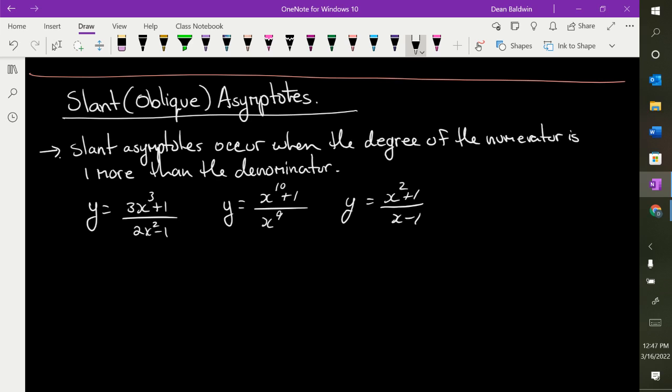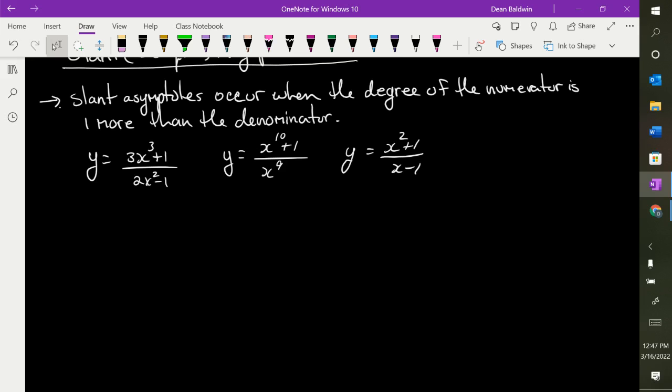Now the question is, how do you figure that out? How do you figure out what the slant or oblique asymptote is? Okay, and you have to do everybody's favorite polynomial division.